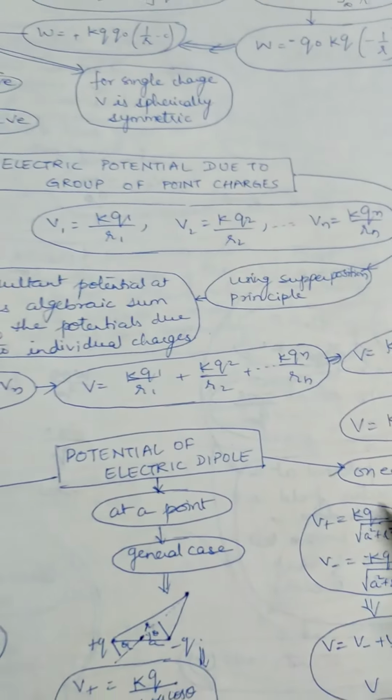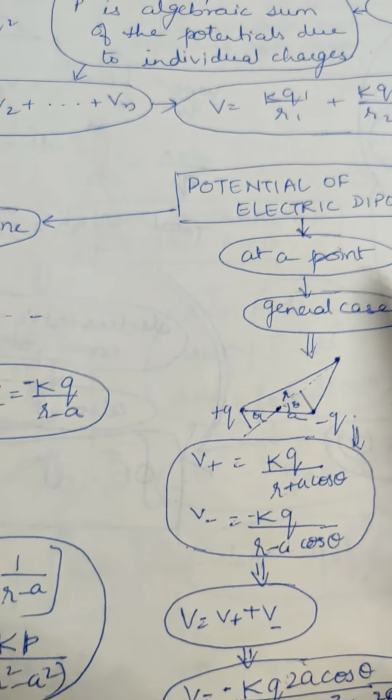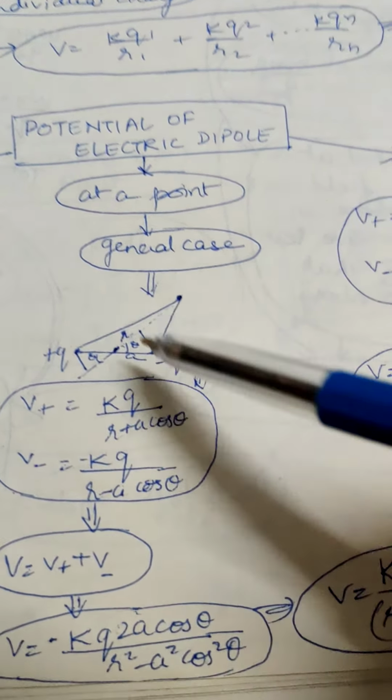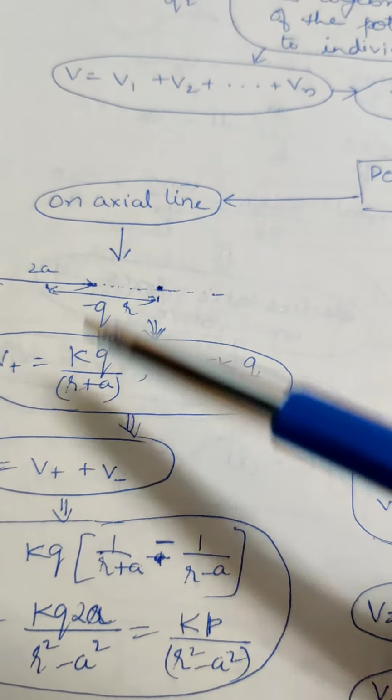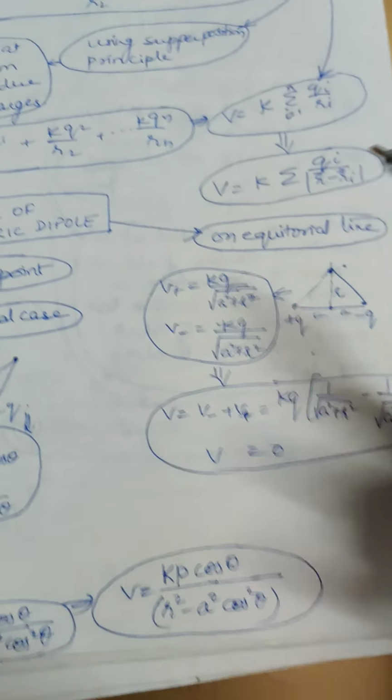Okay, fine. The next topic is potential due to an electric dipole. This general case is not there in your syllabus. There is only the axial case and the equatorial case, which I will do in detail.